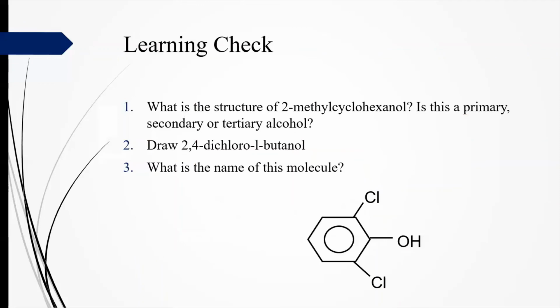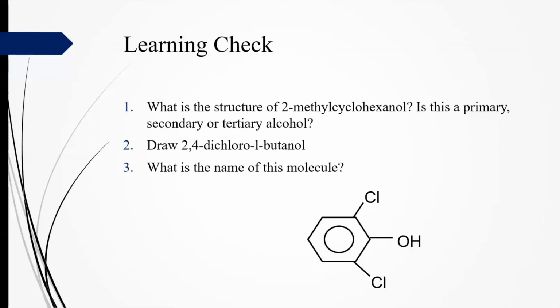So let's try that out. What is the structure of 2-methyl cyclohexanol? Is this a primary, secondary, or tertiary? And then just draw 2,4-dichloro-1-butanol. And then what is the name of this molecule? So we kind of have a lot going on. Let's do some practice. So 2-methyl cyclohexanol.